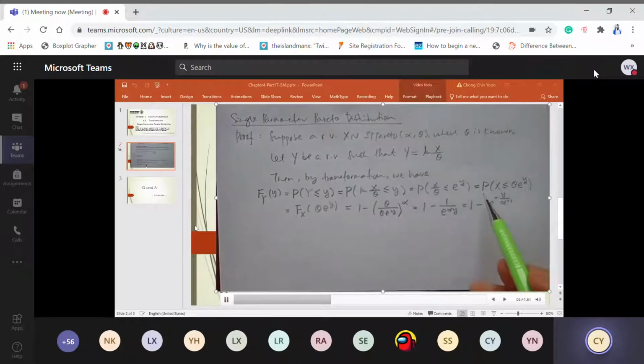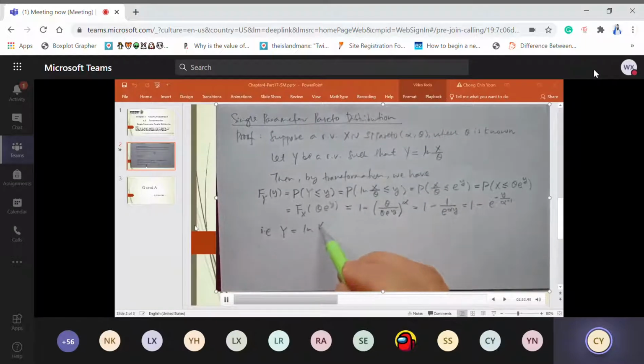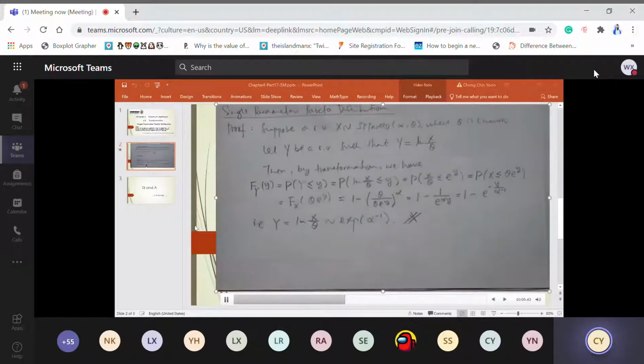So obviously, this Y is exponentially distributed. In other words, we say that log X divided by theta is exponentially distributed with the parameter alpha to the power of -1. And hence we prove the result.